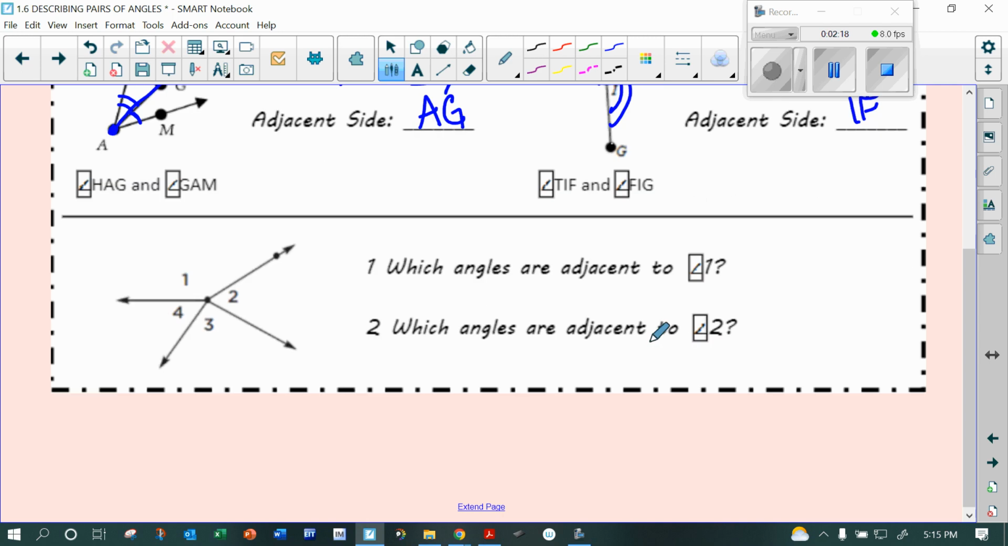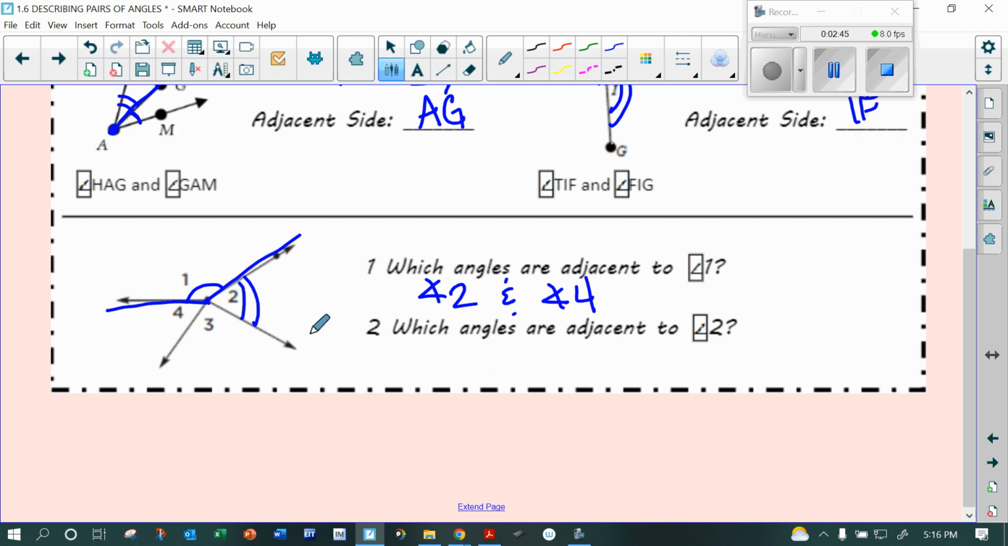All right, so now looking at this, we have angle 1, angle 2, angle 3, and angle 4. And it says which angles are adjacent to angle 1. So here is angle 1. So angle 2 is adjacent because it shares a side. And angle 4 is adjacent because it shares a side. So angle 2 and angle 4.